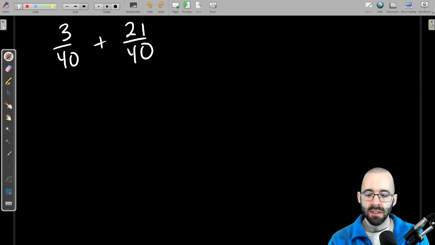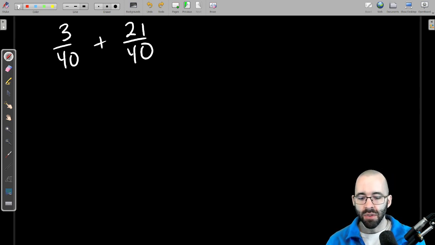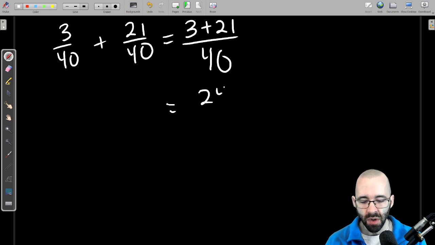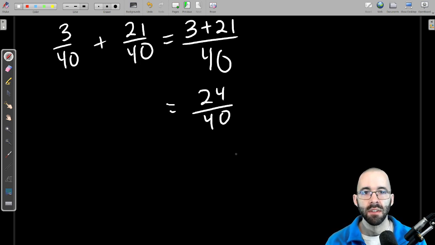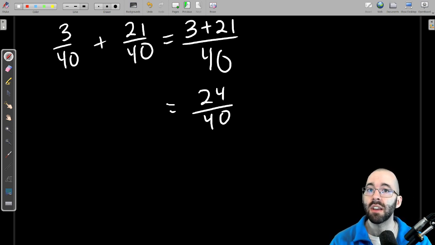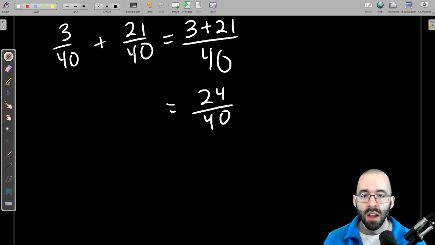To add the fractions, we just add the numerators together. Just like a half plus a half is now 2 halves, a whole. Well, we have 3 40ths, and we're adding 21 40ths. So now we have 3 plus 21 over 40, which does simplify to 24 over 40. But this is not our final answer, because this is not fully simplified. This is not in lowest terms. They share common factors. For example, these are both even numbers.